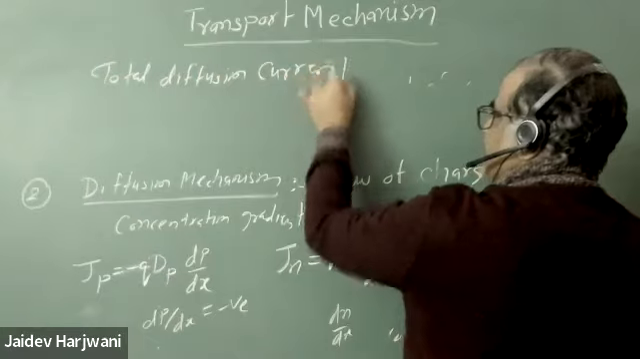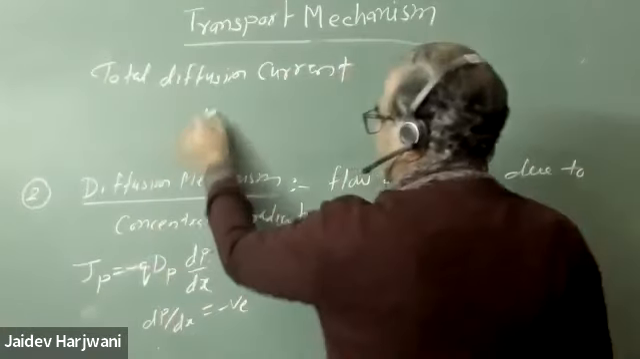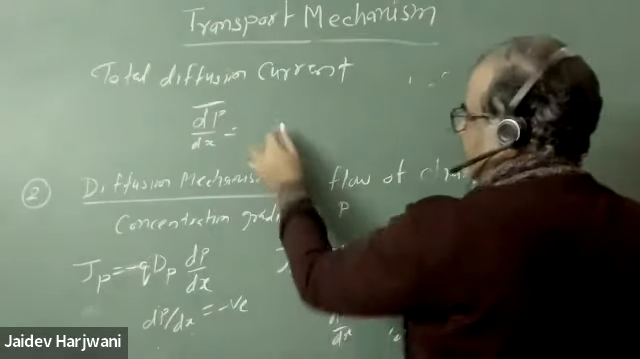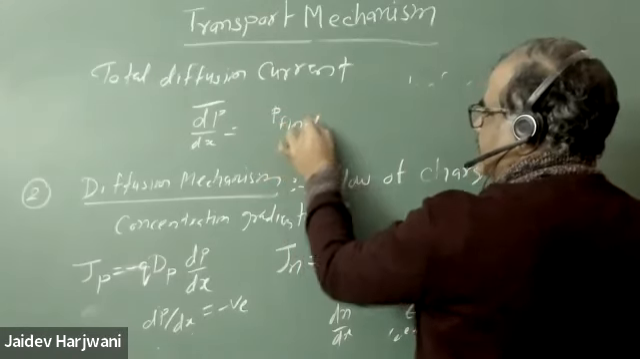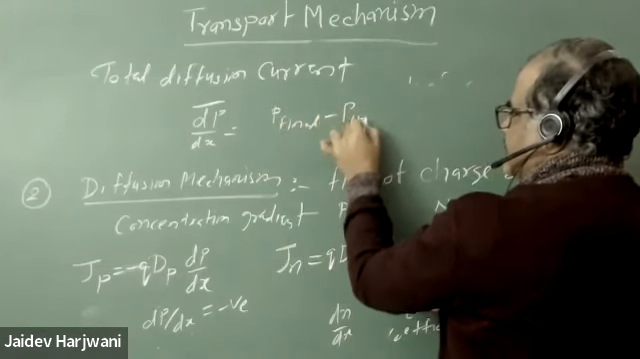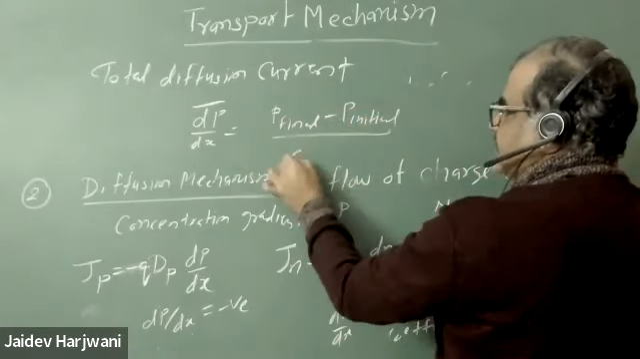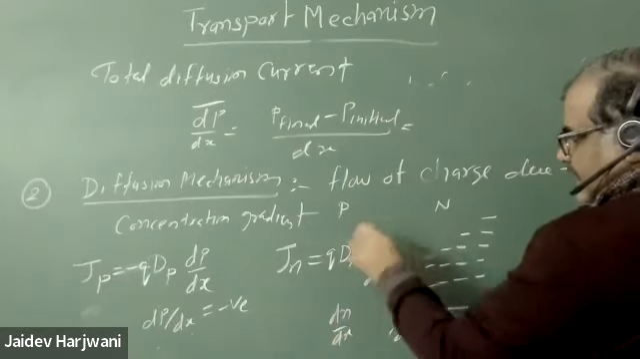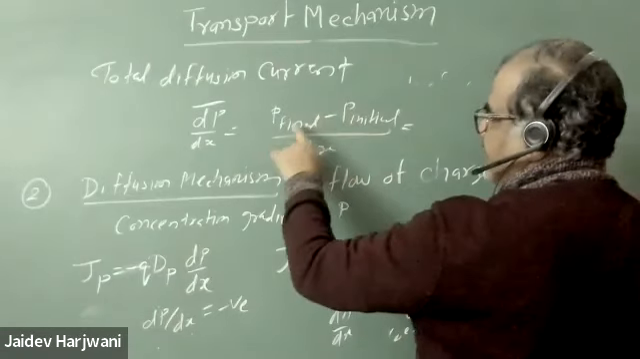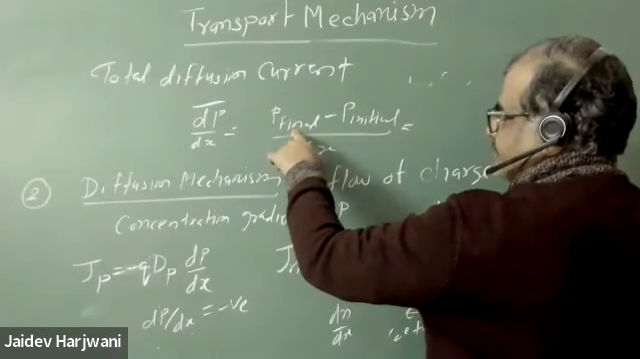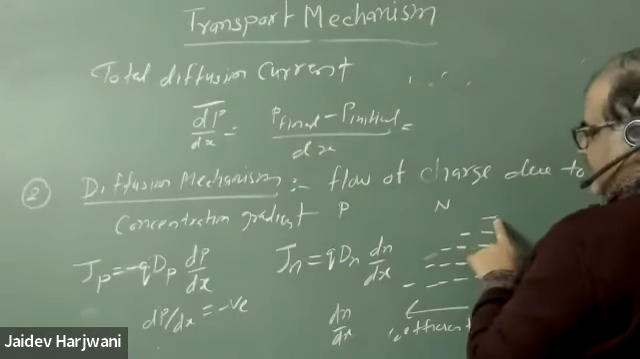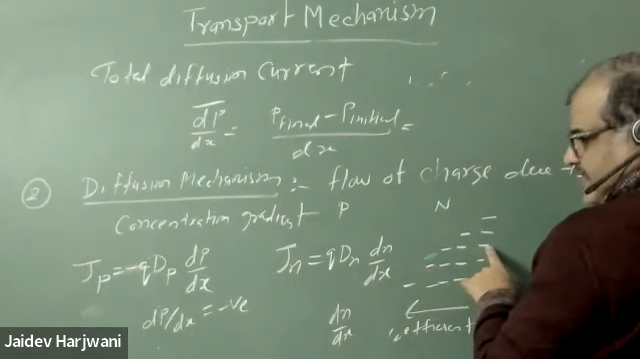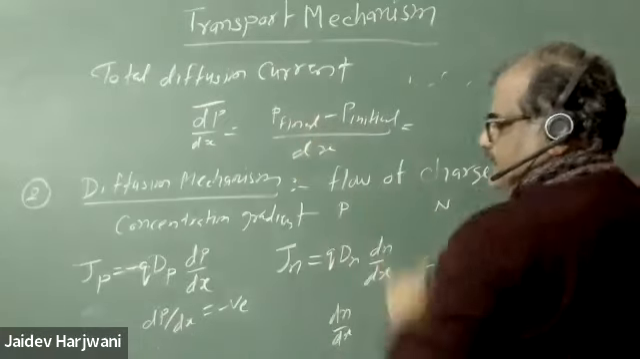Total diffusion current. Okay, what is dp by dx? It is the concentration of holes, p final minus p initial, upon distance dx. Now when I'm moving from higher to lower, my final is lower, na? Suppose here this is higher, I'm moving from here to here, here is lower, so final is lower and initial is higher, so this will come negative, na? Isn't it? Yes sir.